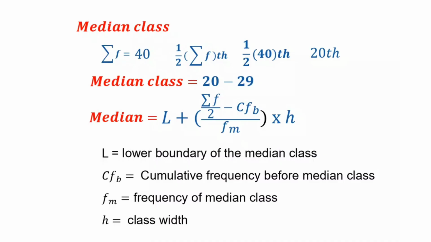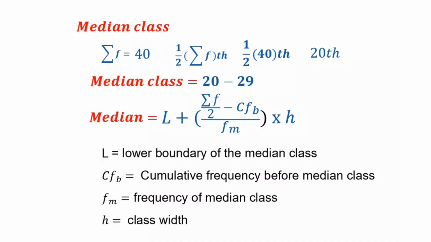Then our CFB is also what? The cumulative frequency before the median class. So we will also look at that from the table. Then the F subscript M is also the frequency of the median class. So we will find that one too. And as for the H, which is the class width, the same thing we got from the mode. We are using the same thing because it doesn't change when it comes to the median. It is the same thing.